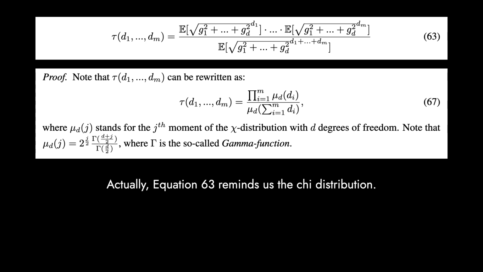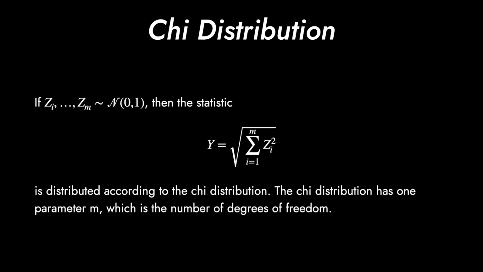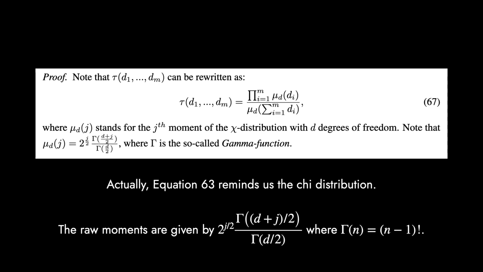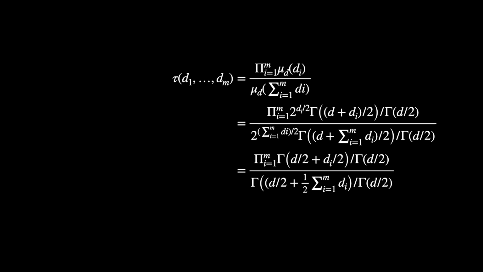Actually, equation 63 reminds us of the chi distribution. If random variables follow the standard normal distribution, the square root of the summation of squared variables follows the chi distribution. The raw moments are given by the above equation. Using the definition of the gamma function, we can get the upper bound. This is the rearrangement using the definitions.